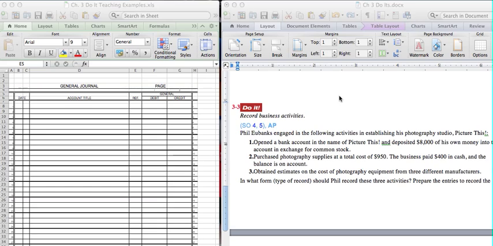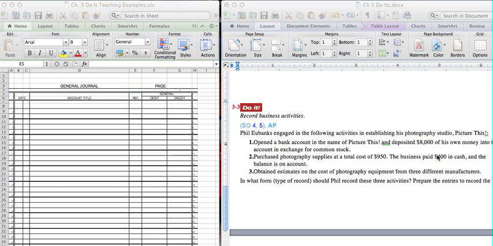To complete, do exercise 3-3 from your textbook on page 139. This will demonstrate how to journalize transactions into debit and credit parts. The first one, record business transactions. It says Phil Eubanks engaged in the following activities in establishing his photo studio.